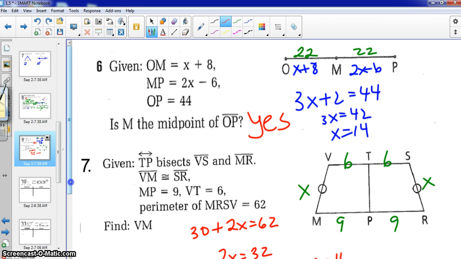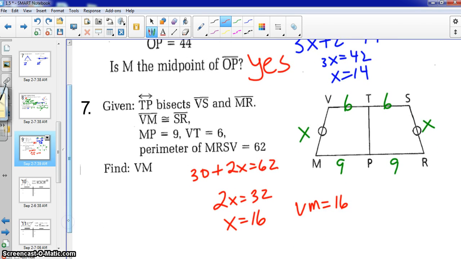In number 7, when we plug in the information that we're given, we don't know what VM and MS are, but we know they are congruent, so we can plug in x, giving us an equation to solve for x given the perimeter of 62. We can find that VM is 16.